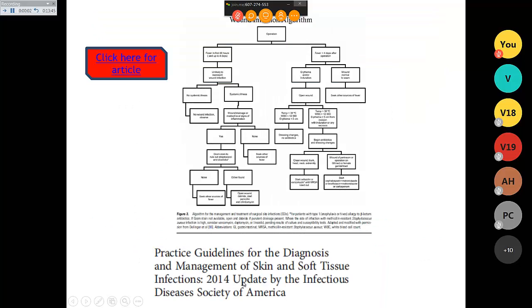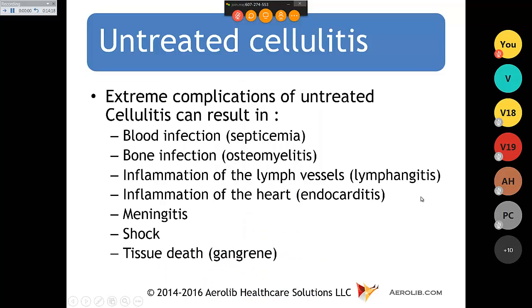Now, there's a very nice article about the practice guidelines for diagnosis and management of skin and soft tissue infections by the IDSA. And when you have access to the LMS, all you need to do is click on this link. It will take you directly to the article and you can see it. We are not going to discuss this algorithm. The purpose of today's talk is to give an overview picture of cellulitis from clinical and regulatory standpoint. But take some time, look at this wound care cellulitis algorithm at your leisure.